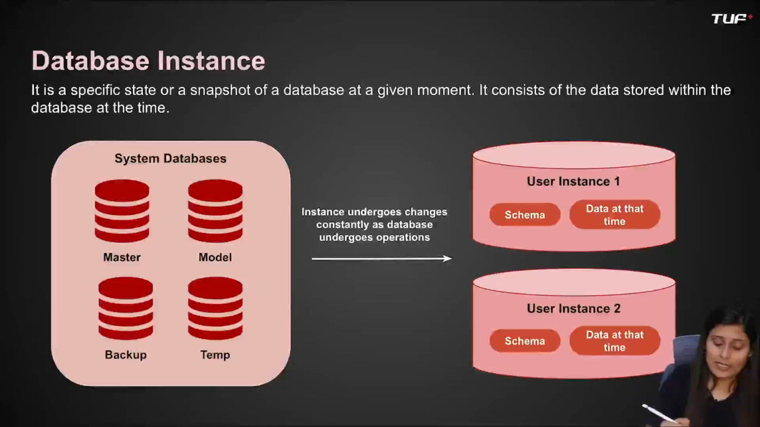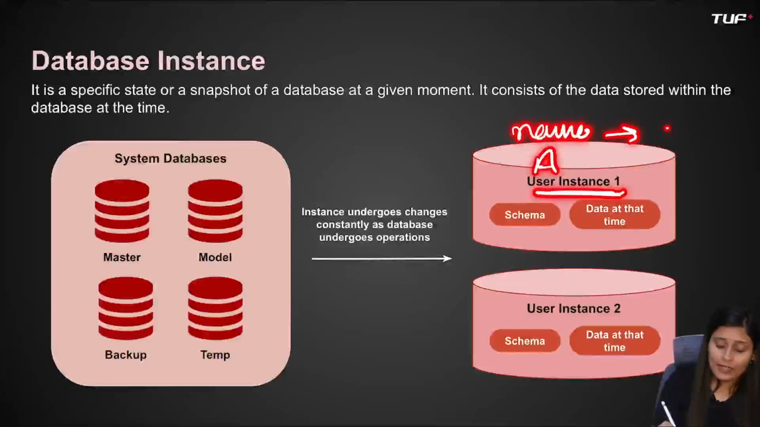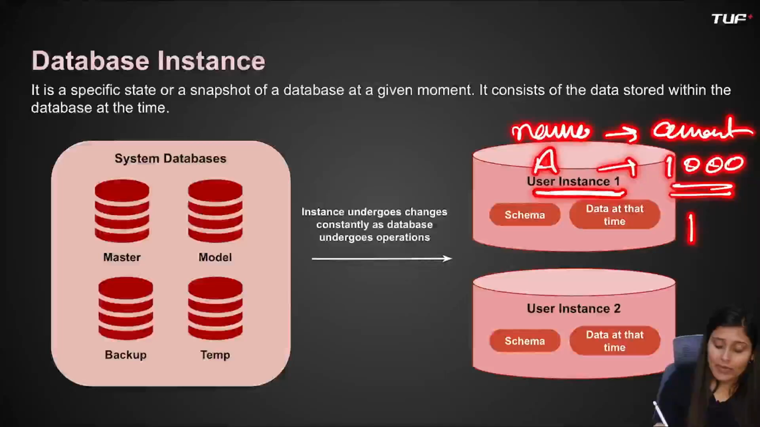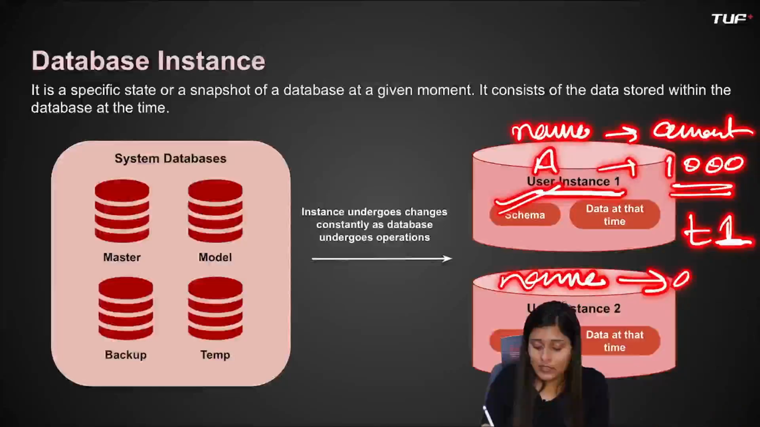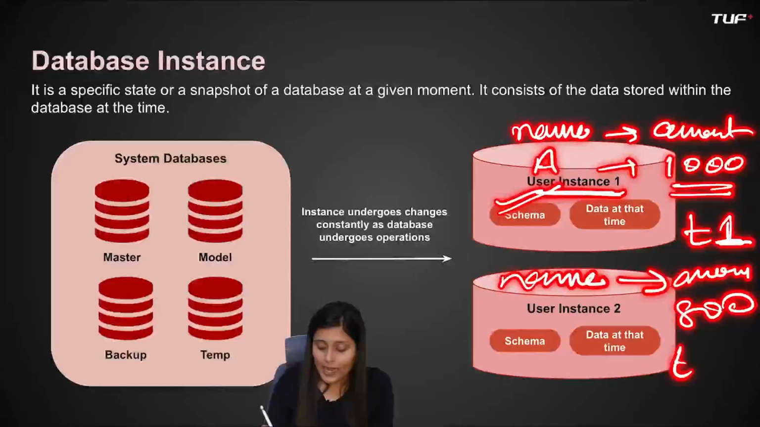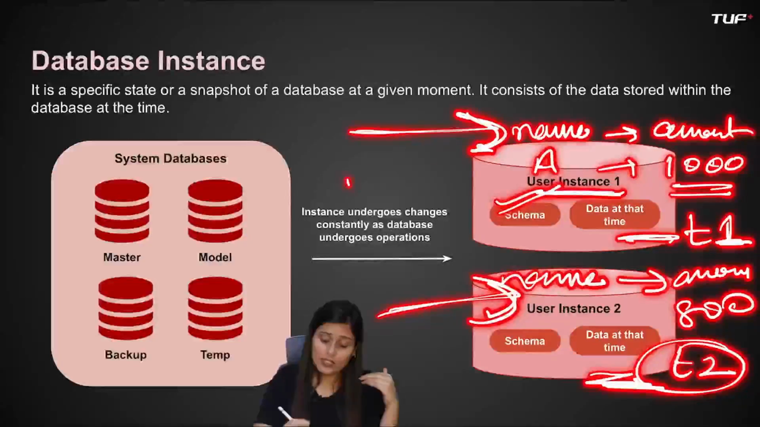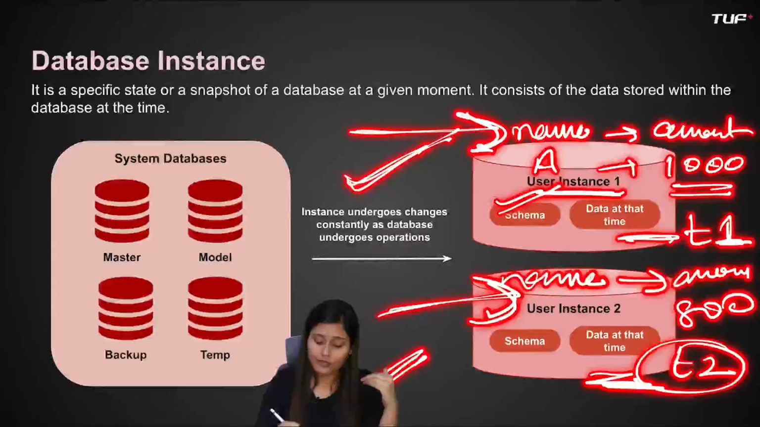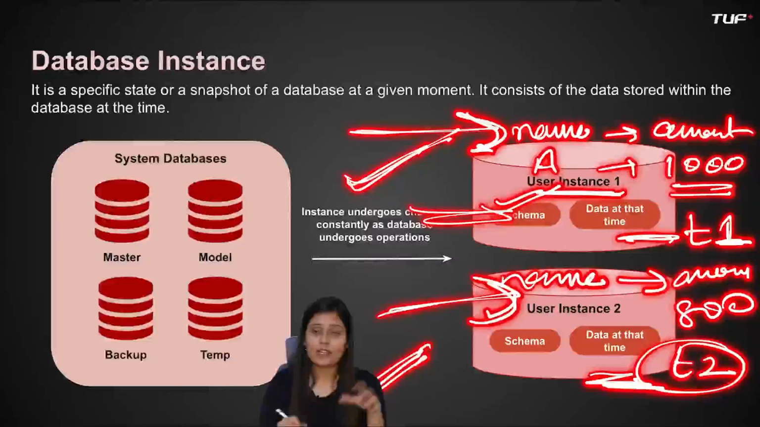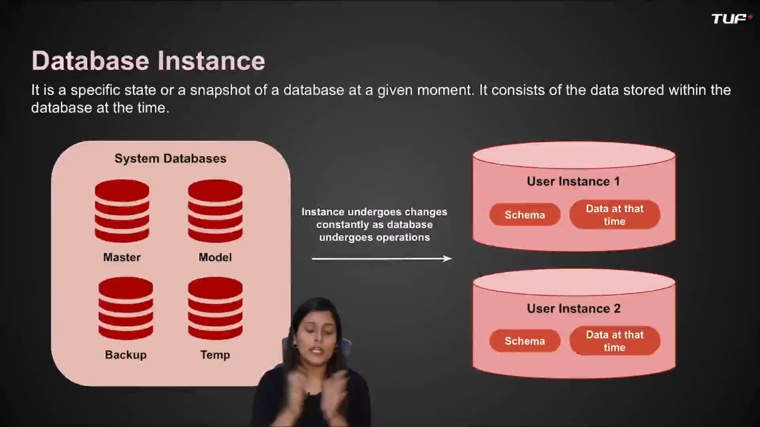Let's try to understand with an example. For instance number 1, we have name A and the amount of money is 1000. At time t1, after some time, person A withdraws 200 rupees from their account. So after some time the amount will be 800. So the data at time t1 and time t2 has changed, at two different times. This is the data at time t1 and this is the data at time t2. This snapshot of data at a particular time is called a database instance.